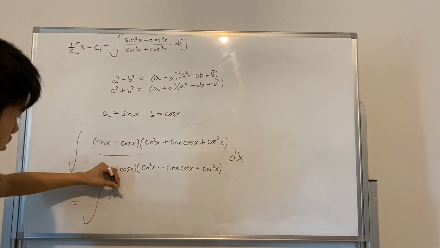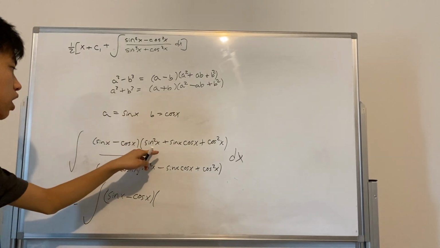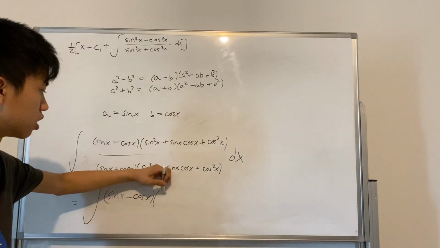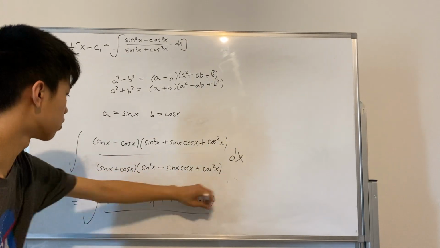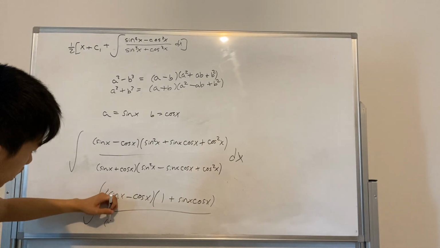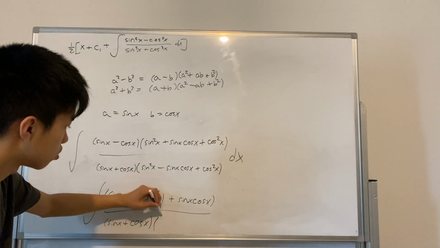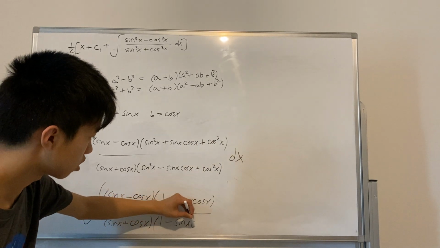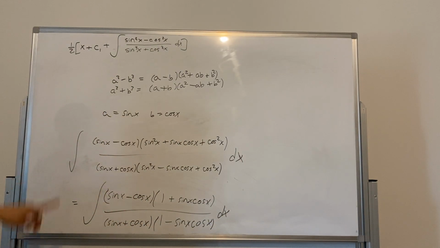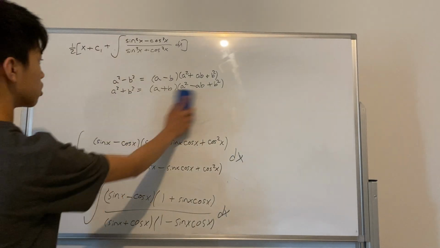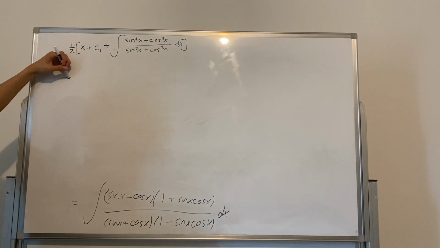sine x minus cosine x. And then if you remember your Pythagorean identity, sine squared plus cosine squared equals 1. So 1 plus sine x cosine x over sine x plus cosine x times 1 minus sine x cosine x dx. Okay, so now where do we go from here? Well, let me just erase this. So now we kind of know where we are right now.